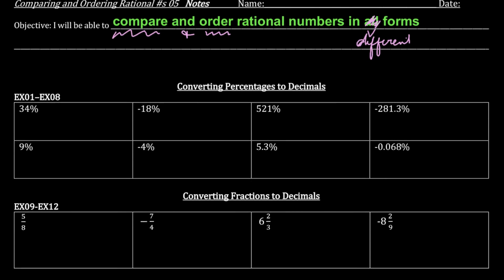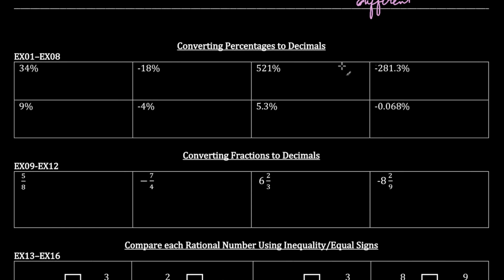So right here, converting percentages to decimals. We have this 34%. We could talk about how that's 34 over 100, because 34 out of 100. So we know that's 34 hundredths. But one way you could do it, if you're ever confused, is just move the decimal. We have a decimal here, move it 2 place values to the left.